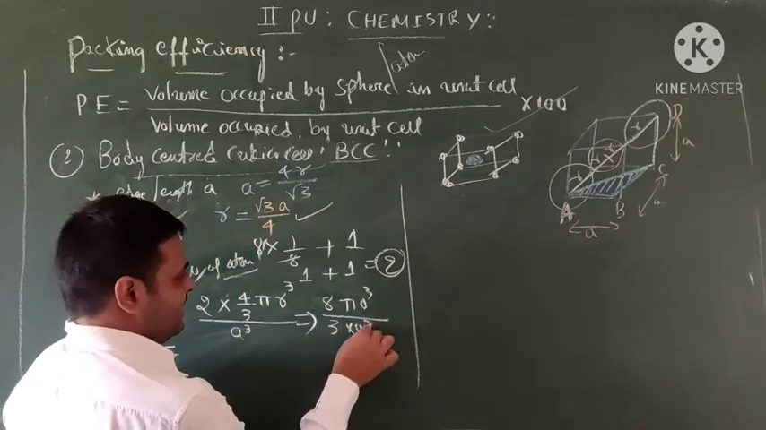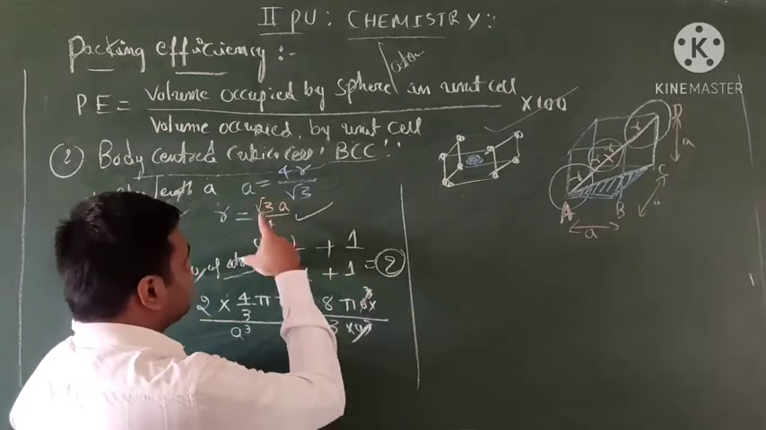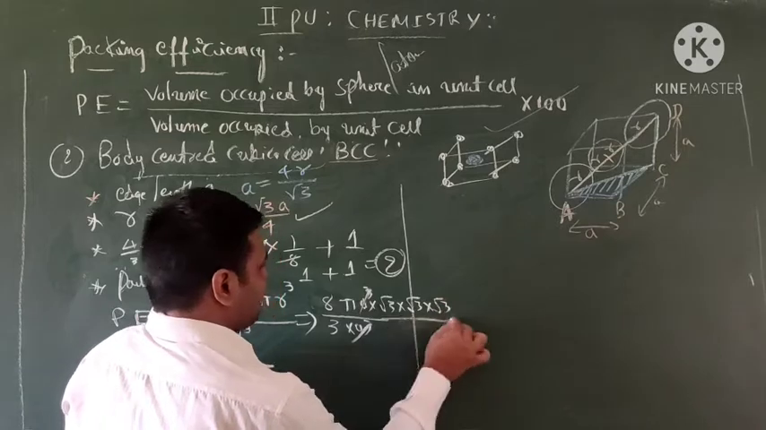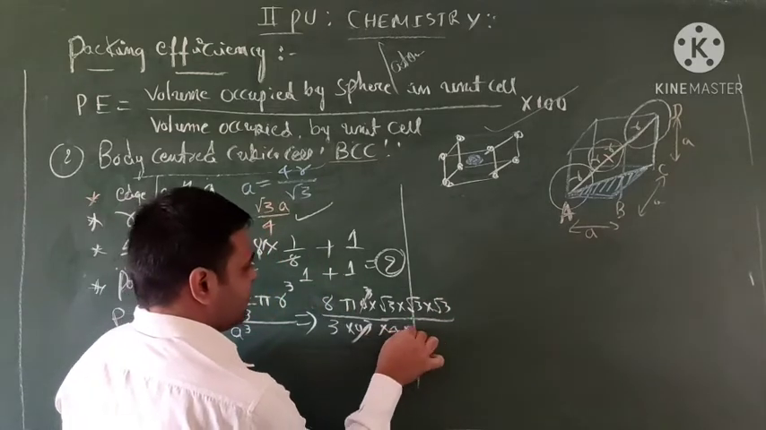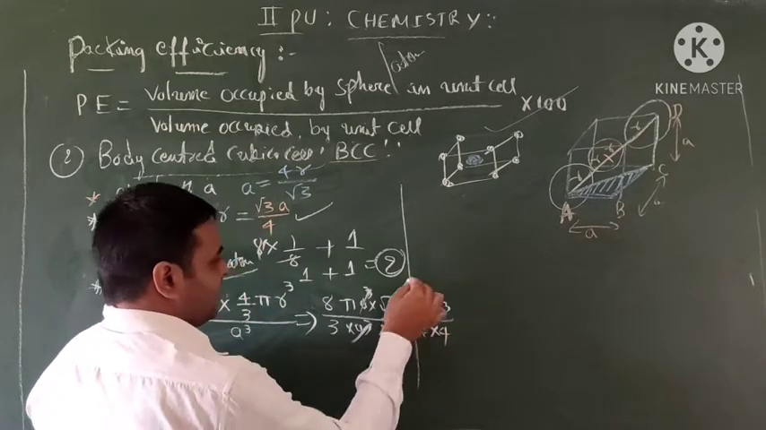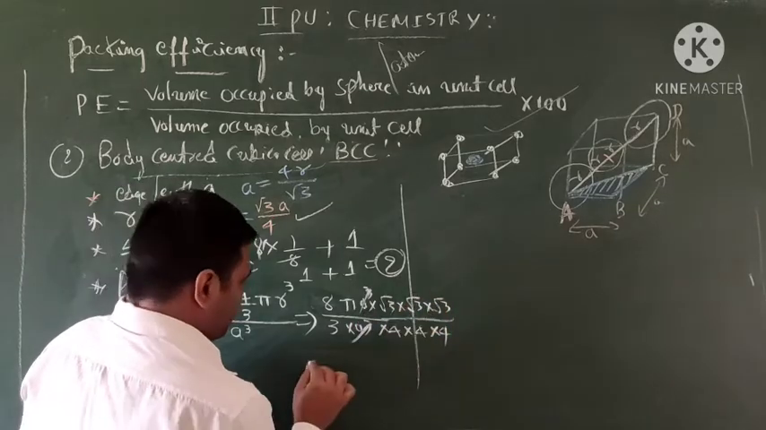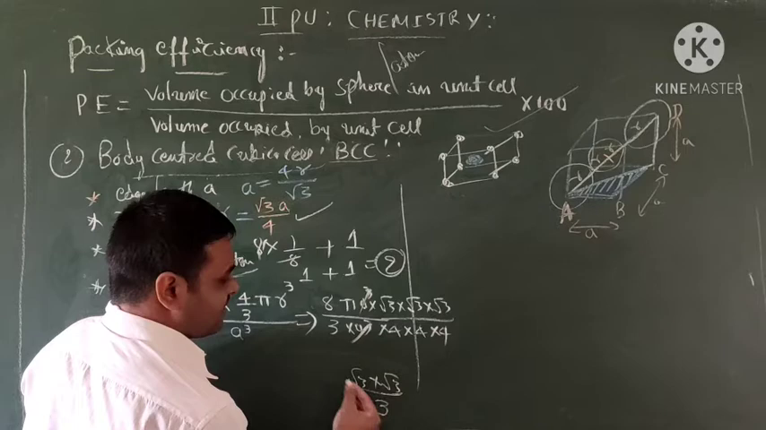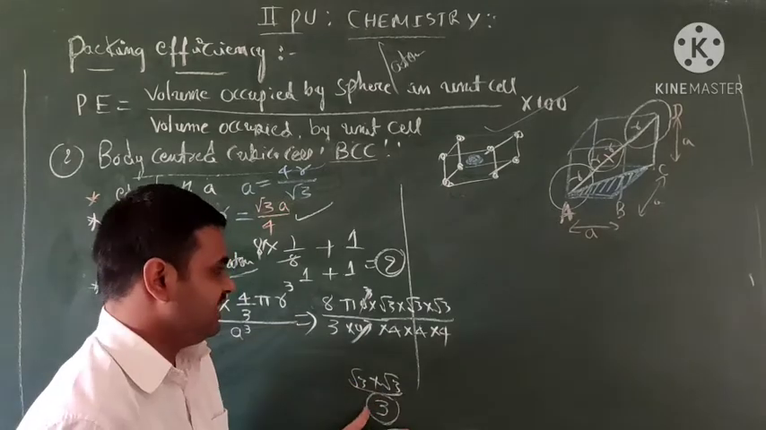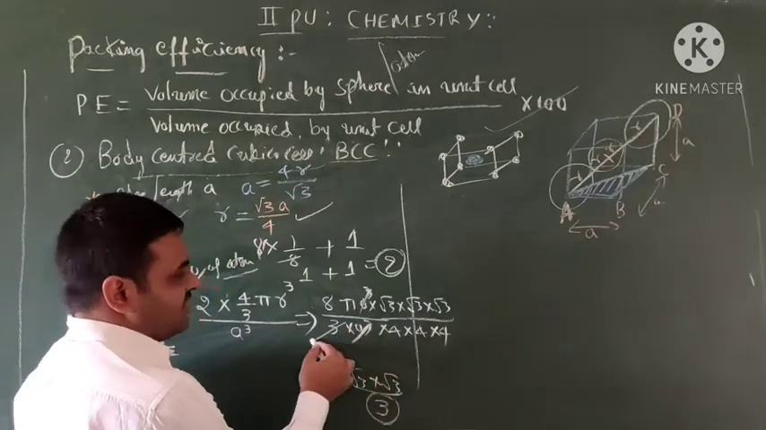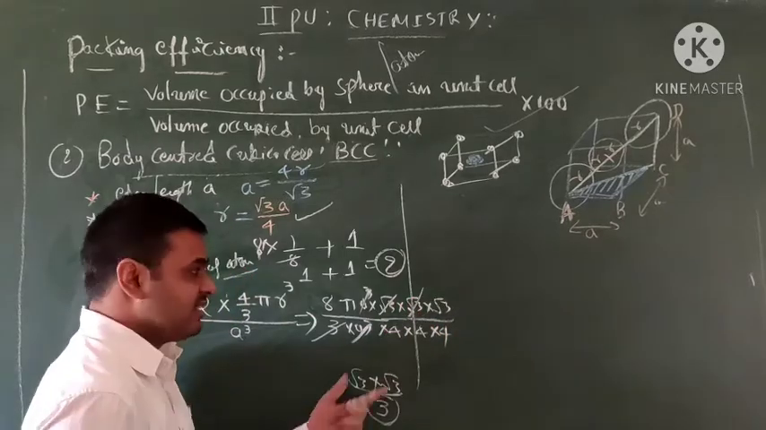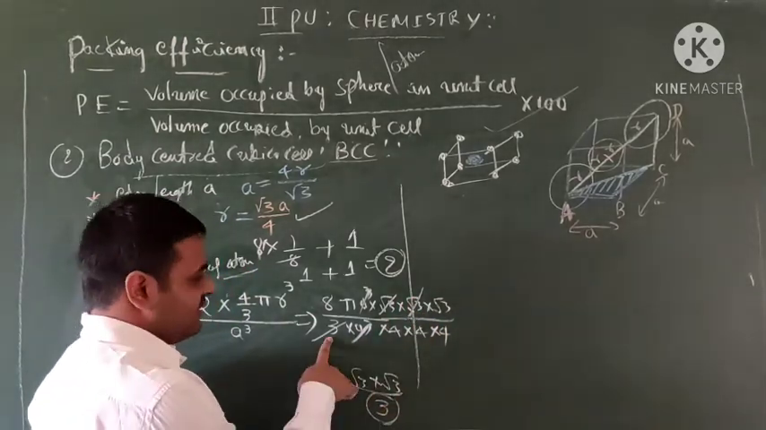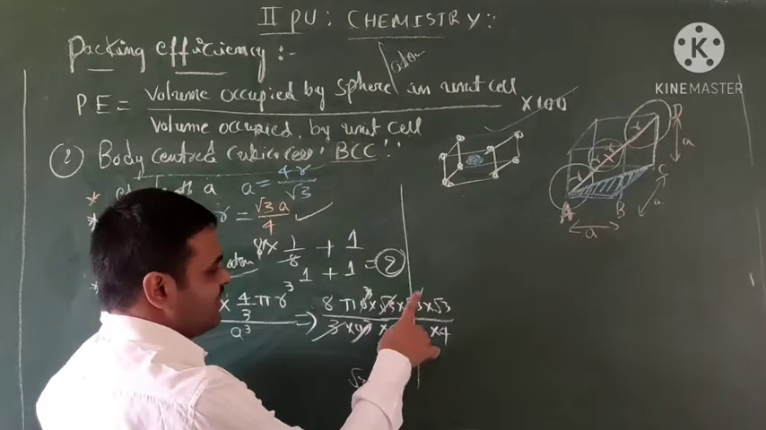Here A cube gets cancelled, multiplied by root 3 into root 3 divided by 4 into 4 into 4. You can easily solve root 3 into root 3, which converts to 3. So one of the 3s is cancelled, and root 3 and root 3 are also cancelled. Root 3 into root 3 you consider as a 3.